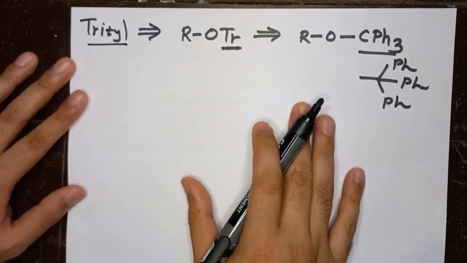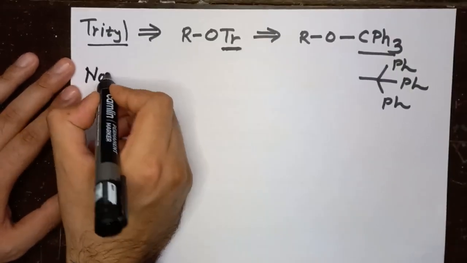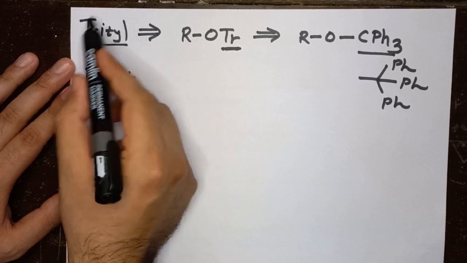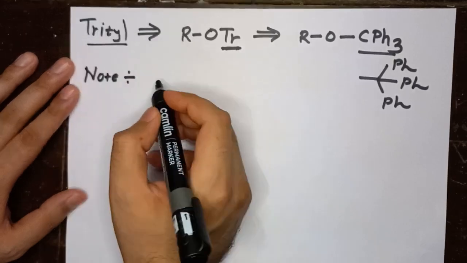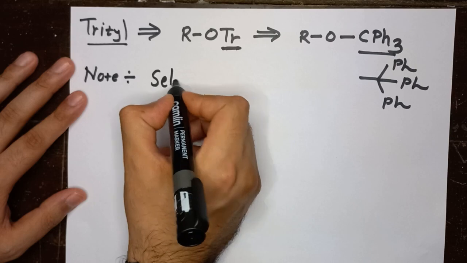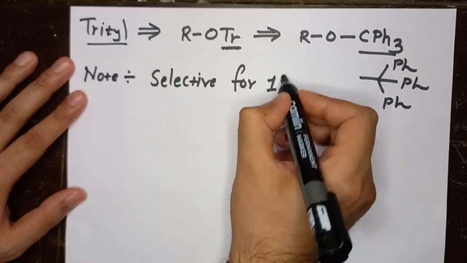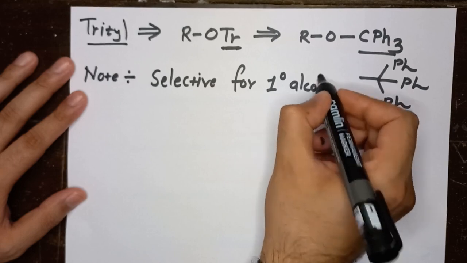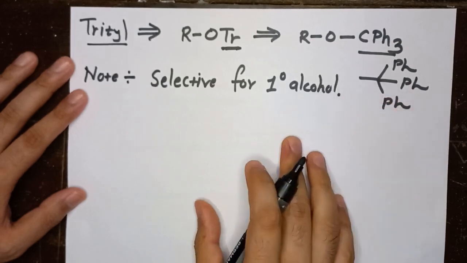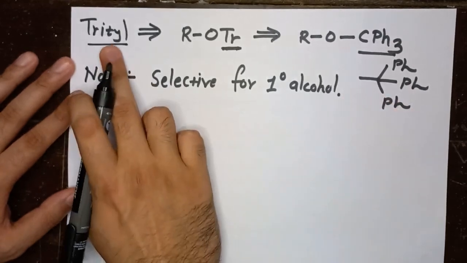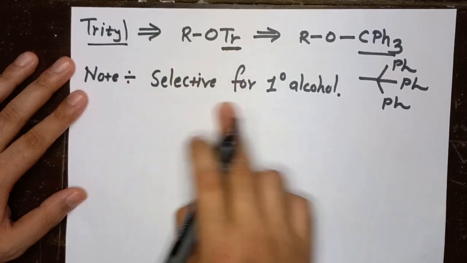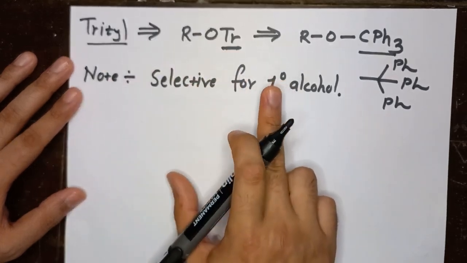Now, an important thing, a note about this reaction or about this particular protection strategy is that this is selective for 1 degree alcohols. Okay, so take a note that this particular strategy is very selective for 1 degree alcohols.